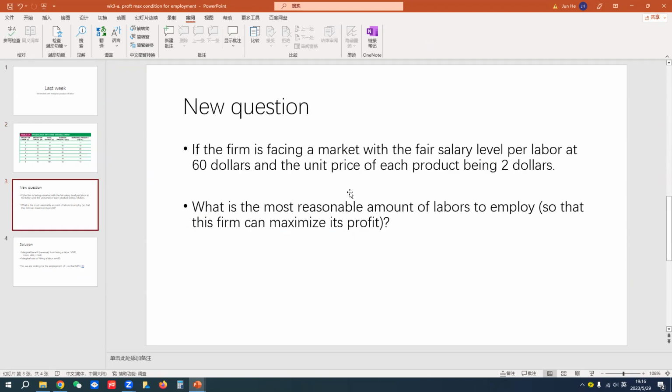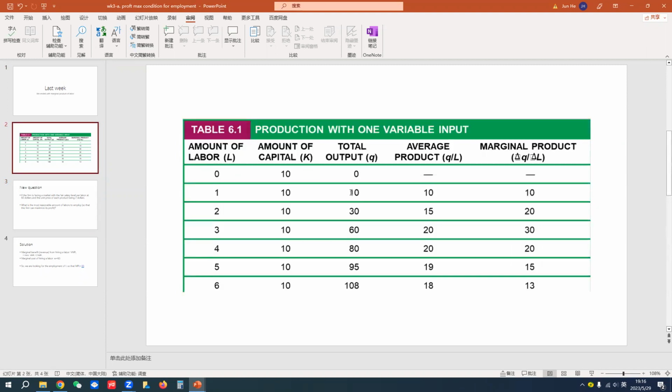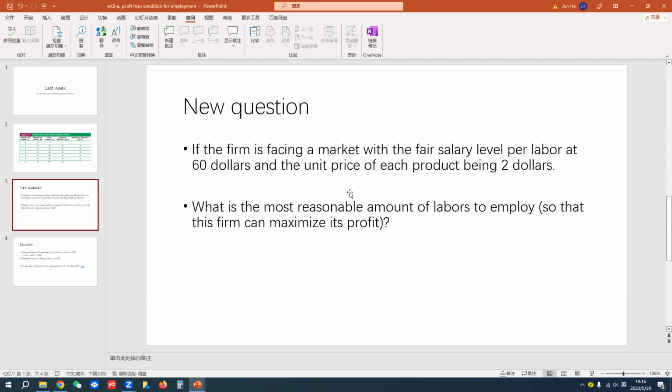If the firm is facing a market and the firm has the average product and marginal product in slide 2, okay? If this firm is facing a market with a fair salary level per labor at $60 per hour, and the unit price of each product being $2, the question is, what is the most reasonable amount of laborers to employ, namely, so that this firm can maximize its profit?